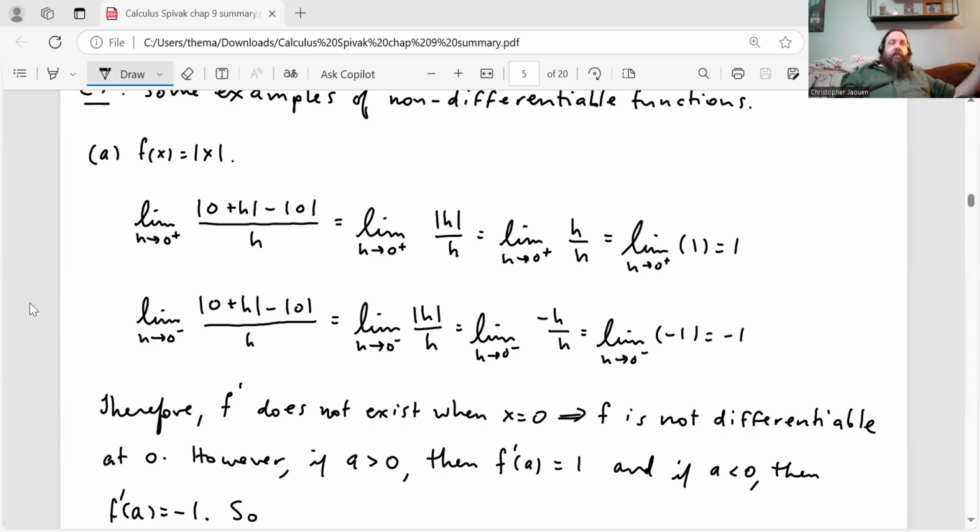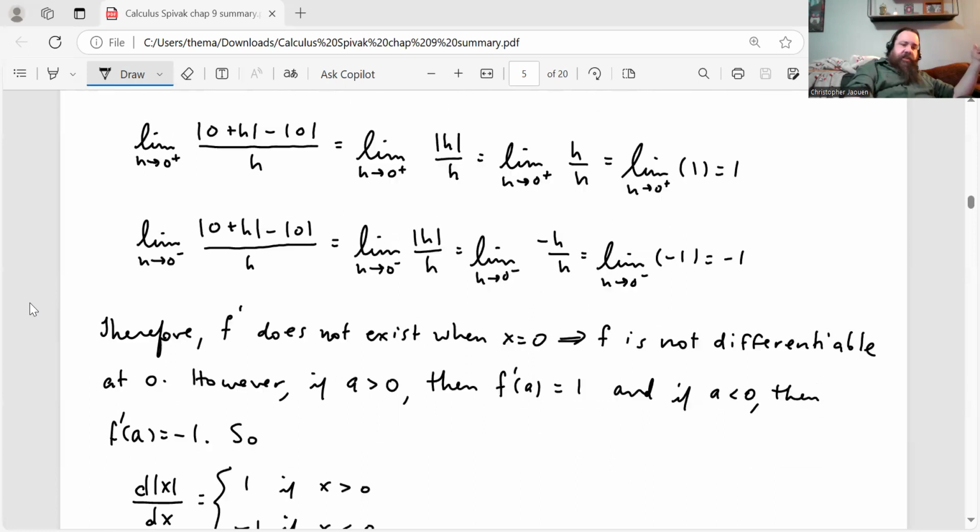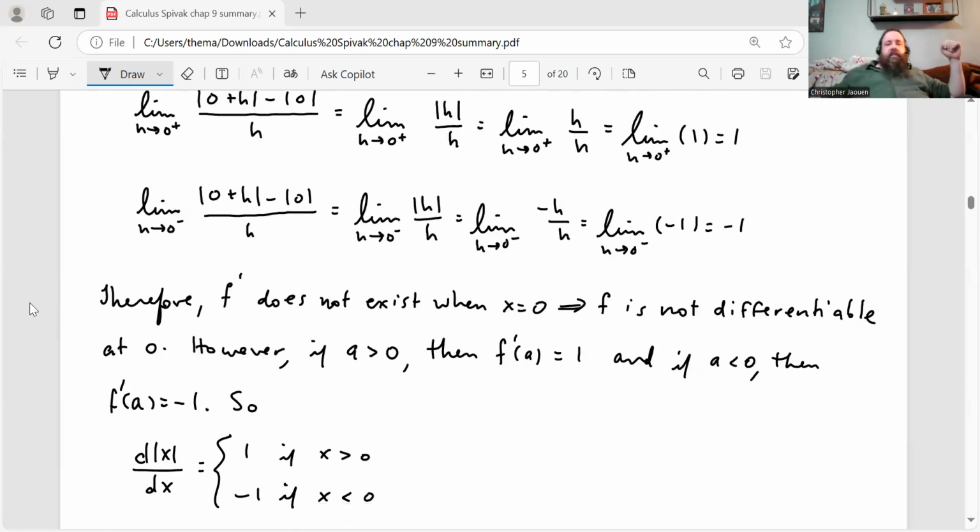Whereas if we take the left-hand limit, so the limit as h goes to zero from below, or through numbers less than zero, we get negative one. Therefore, notice that the limit of the difference quotient doesn't exist at zero. So that means the derivative f prime does not exist when x is zero, or in other words, f is not differentiable at zero. However, if a is positive, then f prime of a is one because it's just a line with slope one.